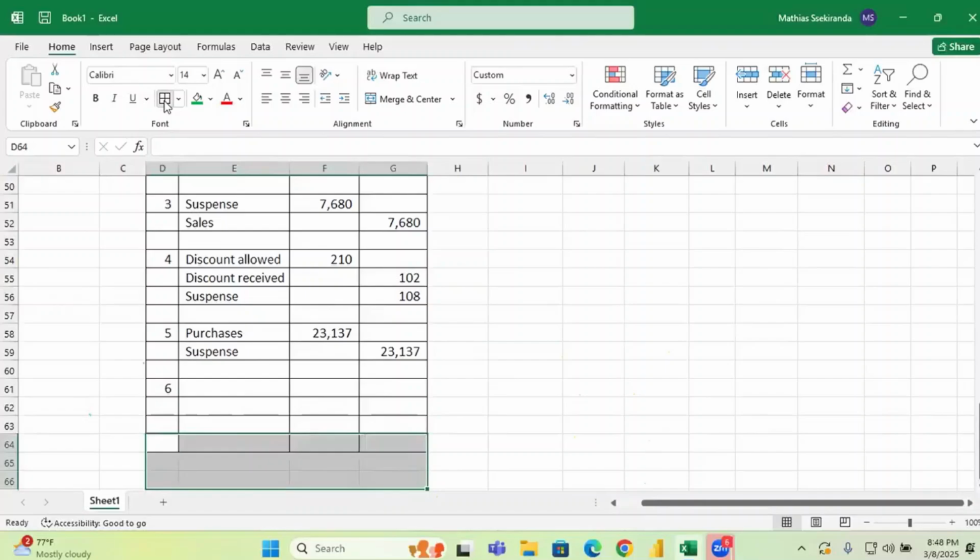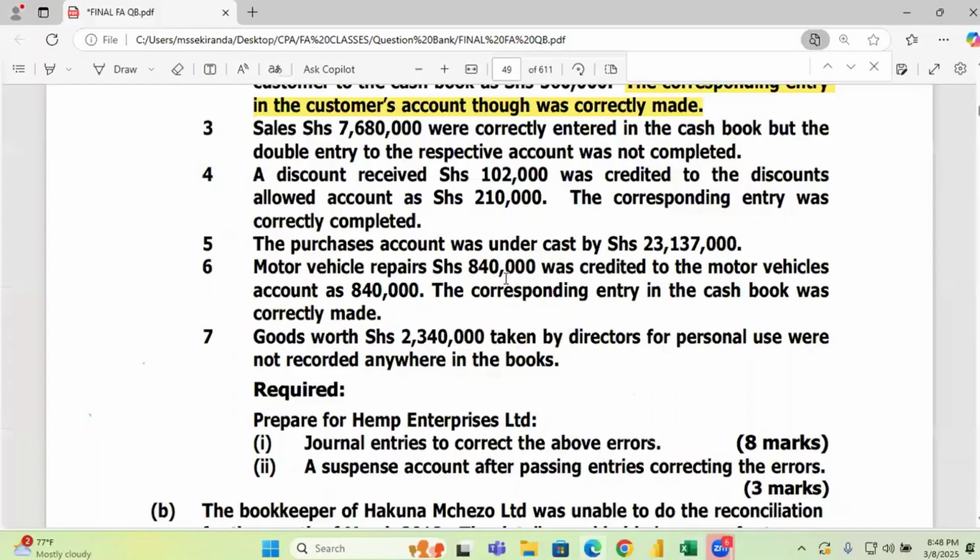Note number 6. Motor vehicle repairs 840 was credited to the motor vehicles account 840. The corresponding entry in the cash book was correctly made. So the cash book has no issues. Therefore, when correcting, don't even bother passing any entry in the cash book because it has no issues. Okay? The issue is about the other motor vehicle repairs and motor vehicle account. So what error did we commit here?